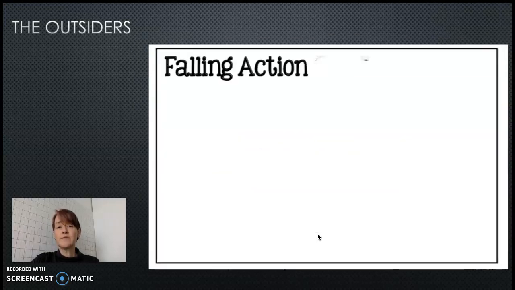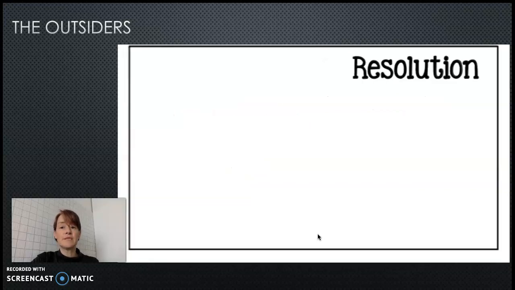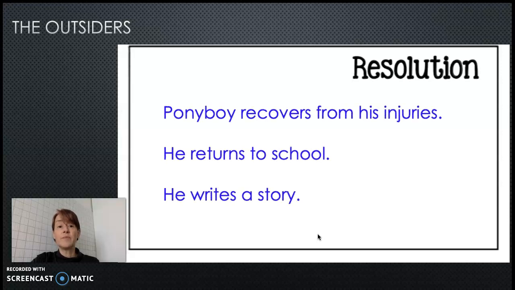The falling action, which of course comes after the climax: there's a rumble with the socs, which is planned. The greasers win the rumble. Johnny dies and Dally dies. So now the action is falling towards its resolution. And the resolution, from my point of view, is that Ponyboy recovers from his injuries. He returns to school and he writes this story that we're reading, looping back to the beginning.